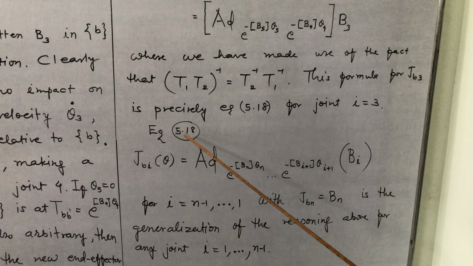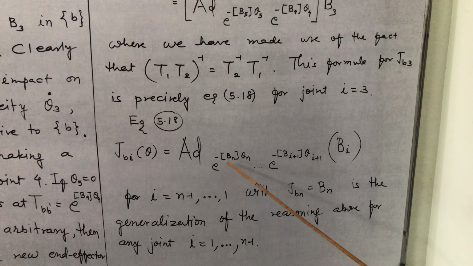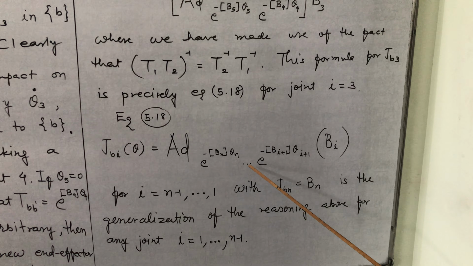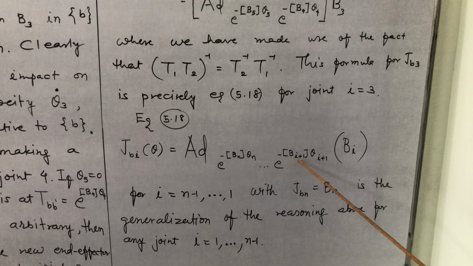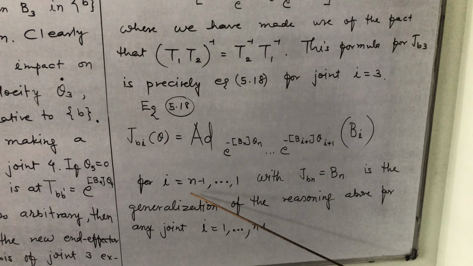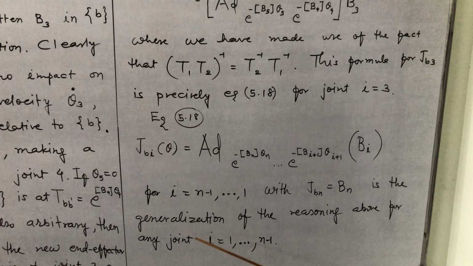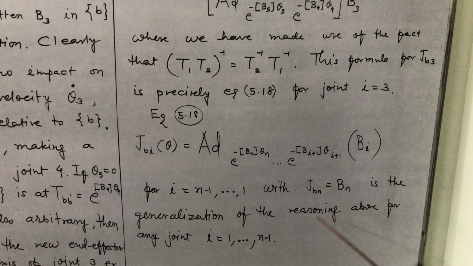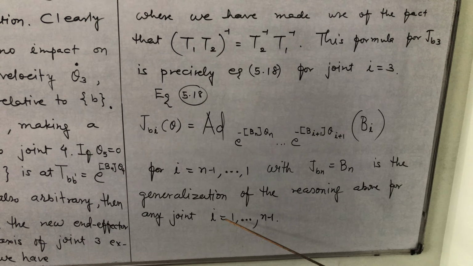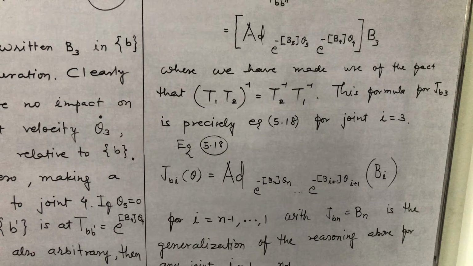So again repeating equation 5.18, JBi of θ is the adjoint representation of e raised to minus Bn θn, dot dot dot, e raised to minus Bi+1 θi+1, into Bi. And for i equal to n minus 1 to 1, with JBn is Bn, this is the generalization of the reasoning above for any joint i equal to 1 to n minus 1.